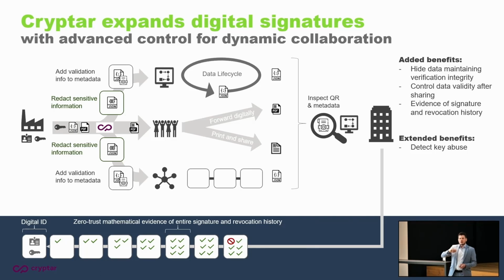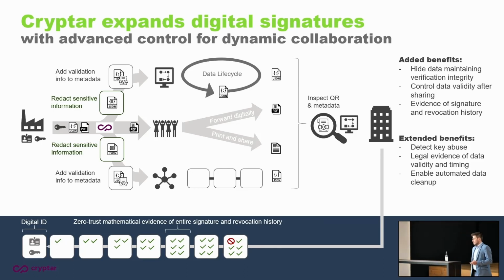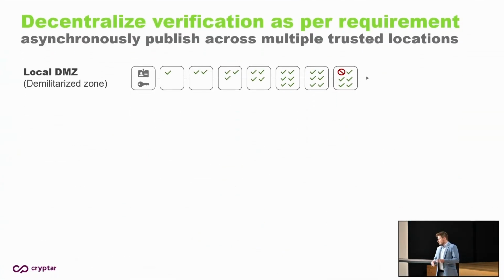If there's a discrepancy between those two, we can proactively react and start revoking our data, which is being signed by somebody else. Through this, we also get legal evidence for the data validity and the timing of our data, and we can enable automated data cleanup. One of the clues in here is that we're able to really consolidate the entire signature history within each single hash.